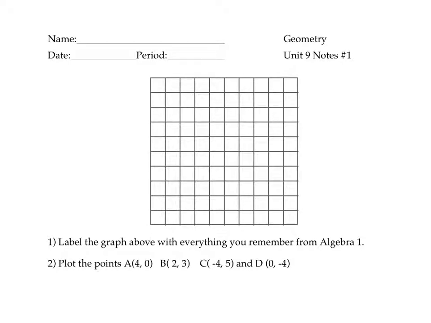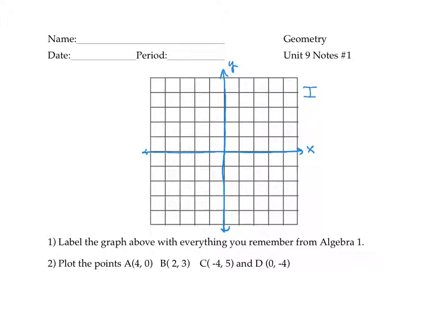Hi everyone. So today's lesson from Unit 9 is a little bit of a review of Algebra 1. So the first question asks you to label the graph with everything you remember from your Algebra 1 class. Some things you might recall are, first, the horizontal axis, also referred to as the x-axis, and a vertical axis, which is our y-axis. And these two axes divide the coordinate plane, which is the whole graph, into 4 quadrants.